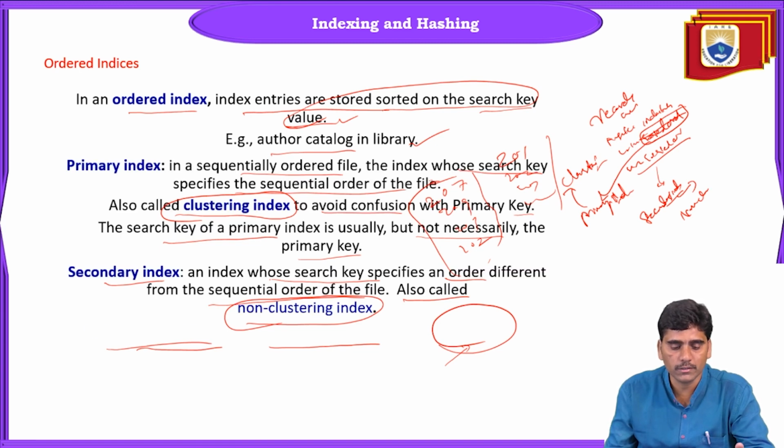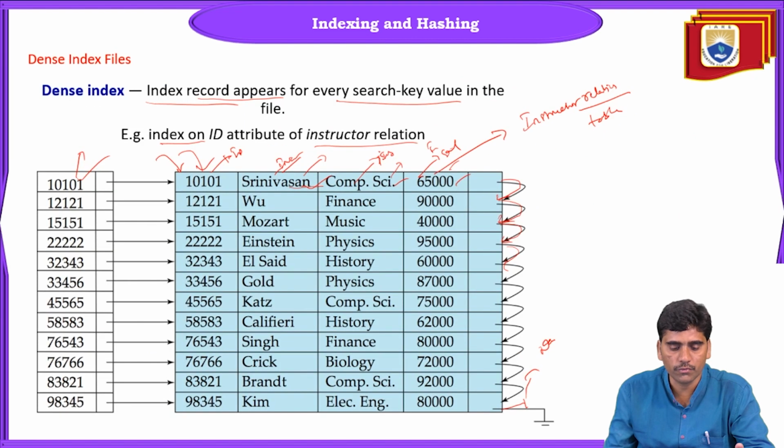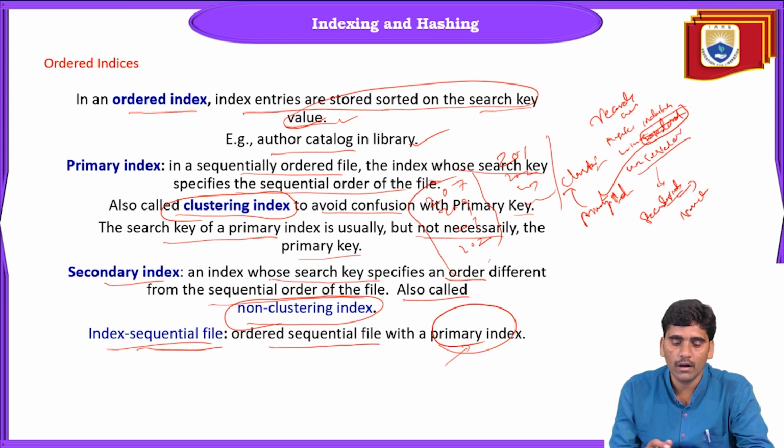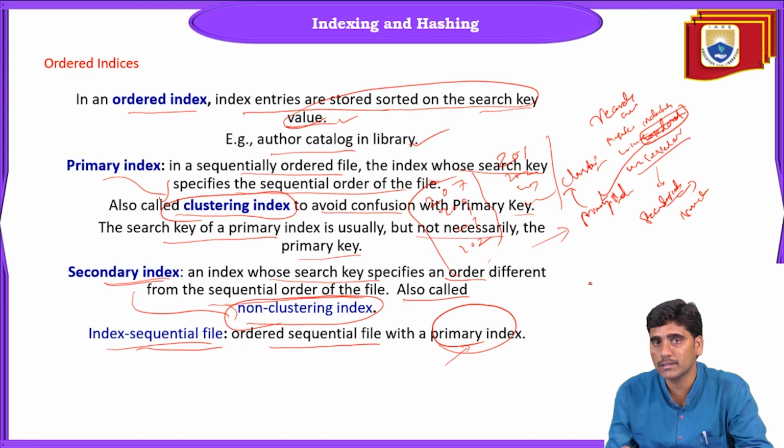And the second kind: primary index and secondary index. The primary index is the index whose search key specifies the sequential order of the file. It is also called a clustering index. The secondary index is also called a non-clustering index. The secondary index is not clustered, but the primary index is clustered, based on the index entries that it has.